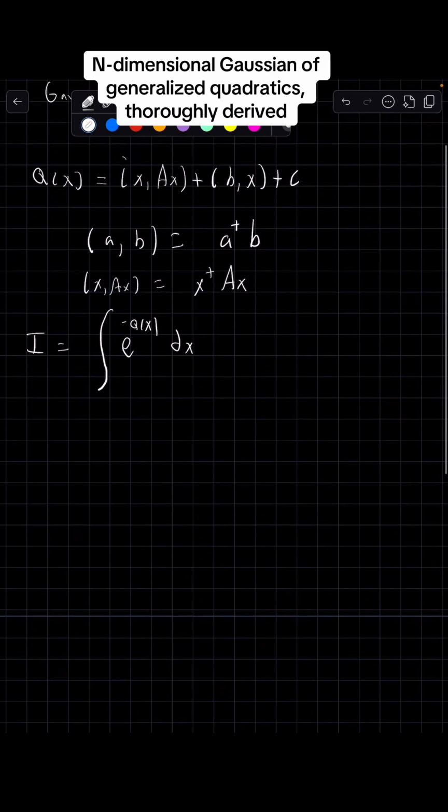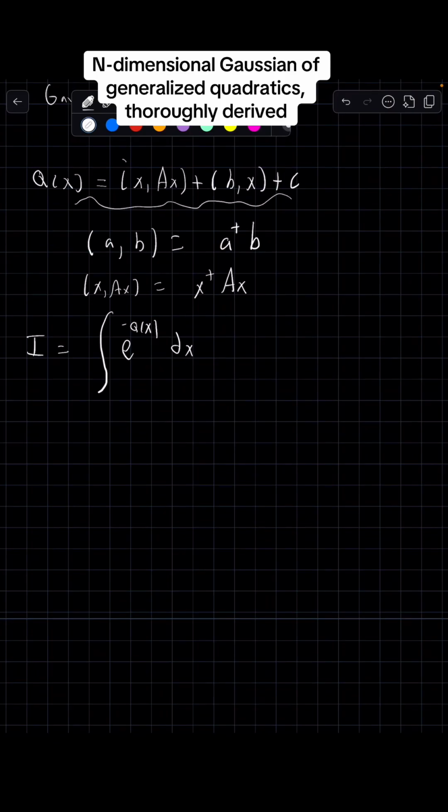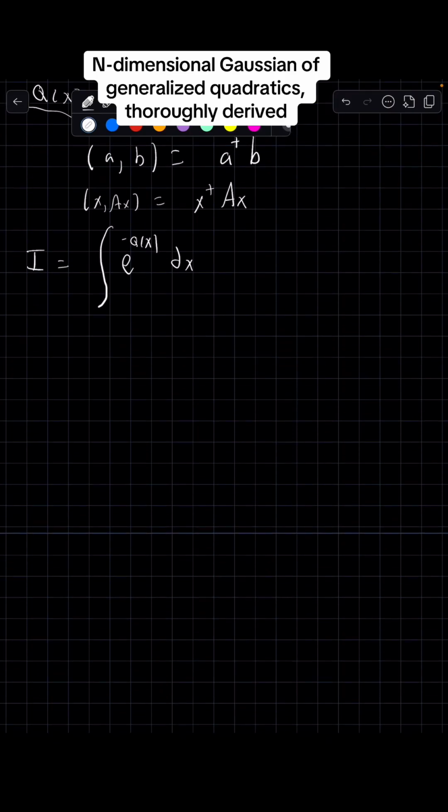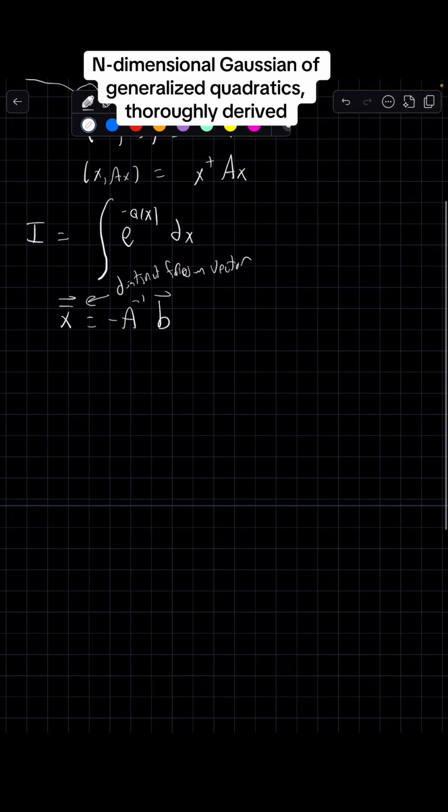Okay, and how do we solve this? Let us manipulate this. Let's define some variable x bar equal to minus A inverse b. This is a vector. X bar is distinct from the vector x. And q of x bar equals the minimum of q of x.